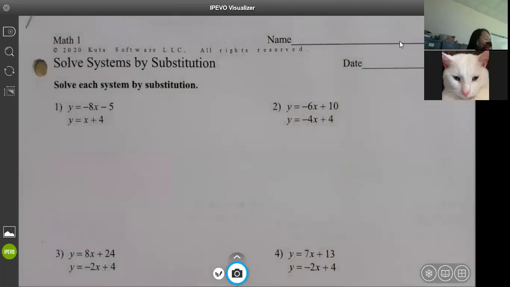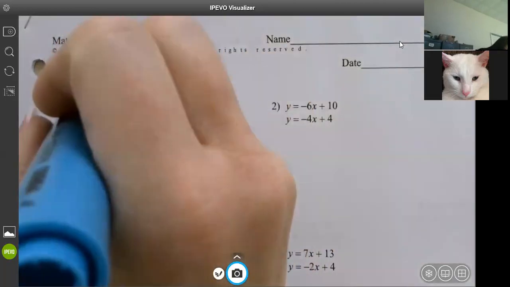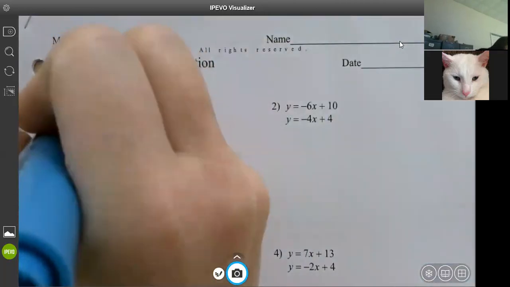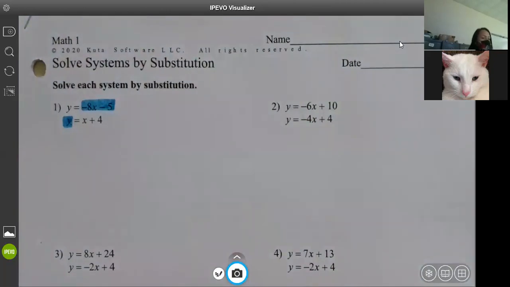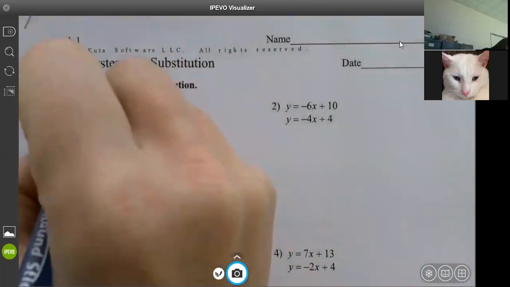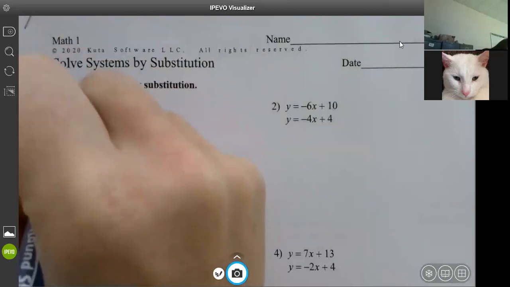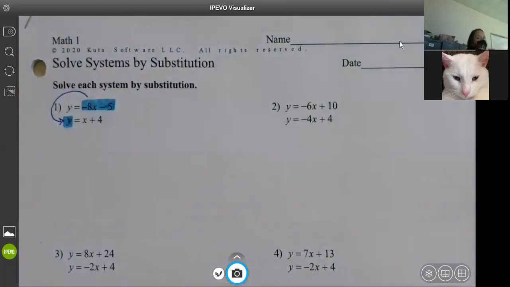Okay. So here's what you're actually doing. You're going to take one equation and plug it in for the other one. You're going to take one equation and plug it in for the other one. So I'm going to take this negative 8x minus 5, and I'm going to replace this y.